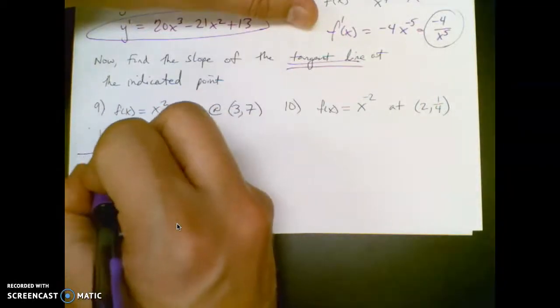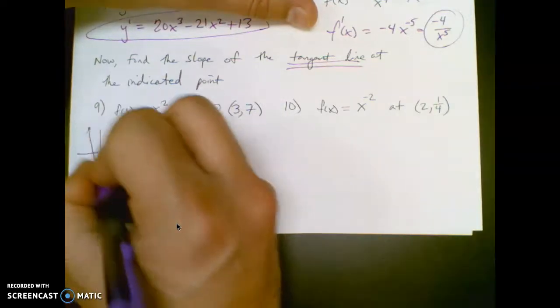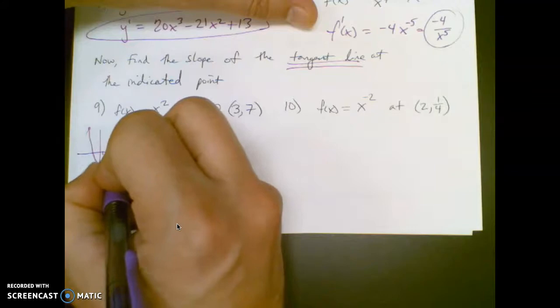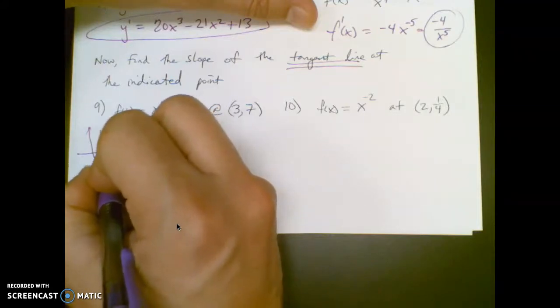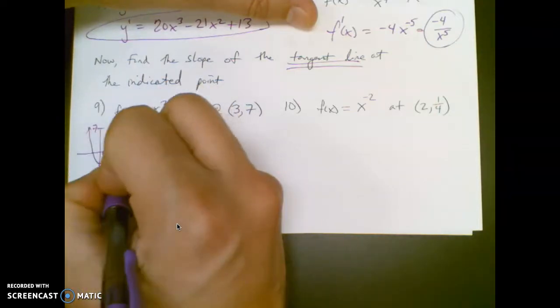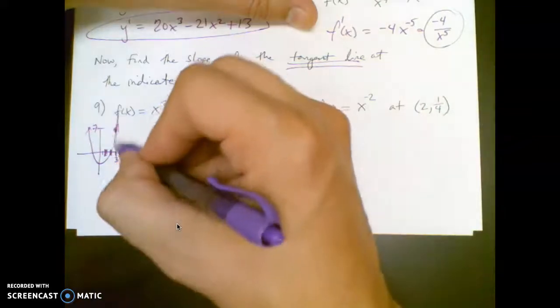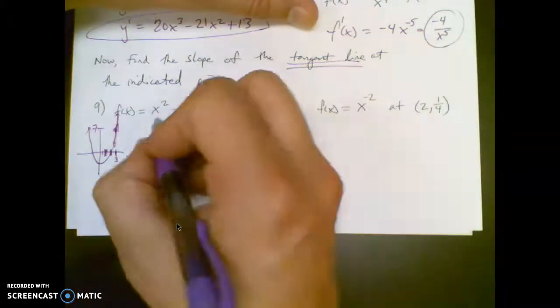Here's your parabola, it looks like this. Okay, 1, 2, 3. Oops, 3's out here. And up at 3,7, you want to know the equation of this tangent line. It's a pretty steep line, right? So how do I find it?